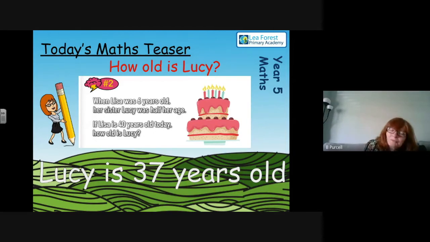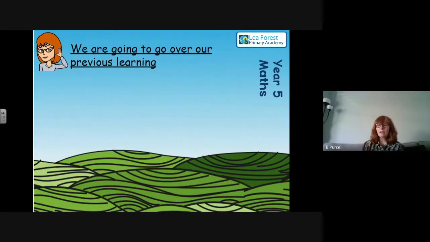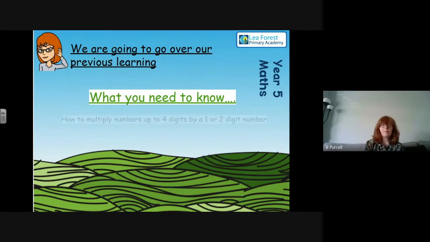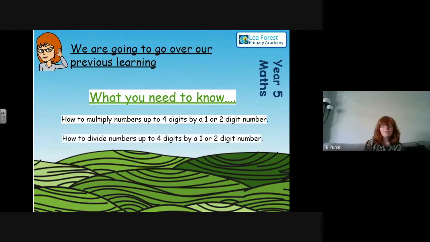Okay, so she was 37 because she's 3 years younger. So we're going to go over our previous learning now. We're just going to have a quick recap on the mechanics of the skills that we learned in multiplication and division. So what we need to know is how to multiply numbers up to 4 digits by 1 or 2 digits. So we're going to just quickly go over that. How to divide numbers up to 4 digits by a 1 or 2-digit number. Again, we're going to briefly go over those mechanics and how to identify key information in a maths problem. So how do we identify that key information?